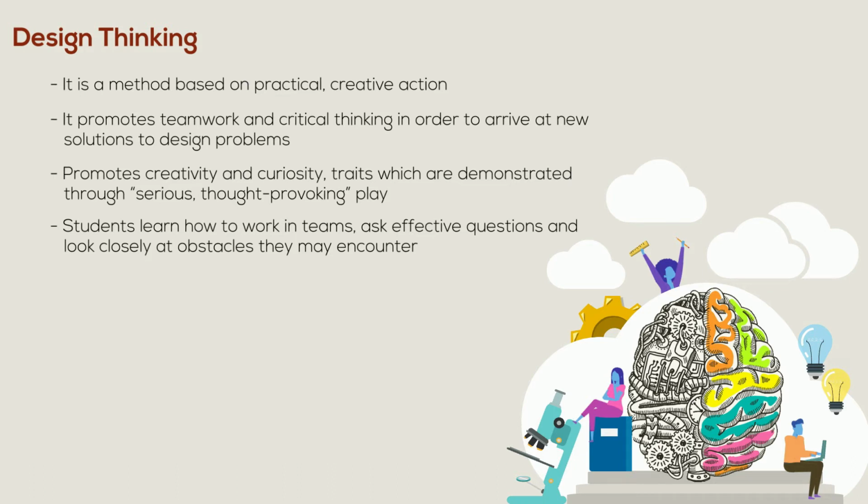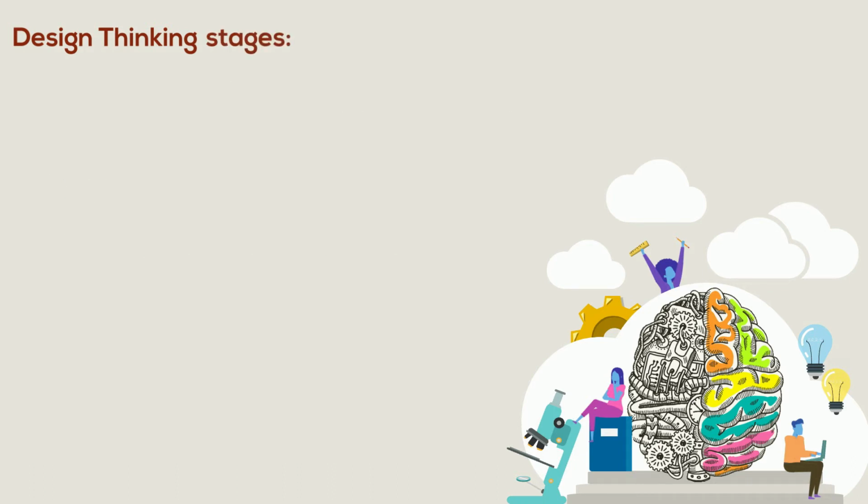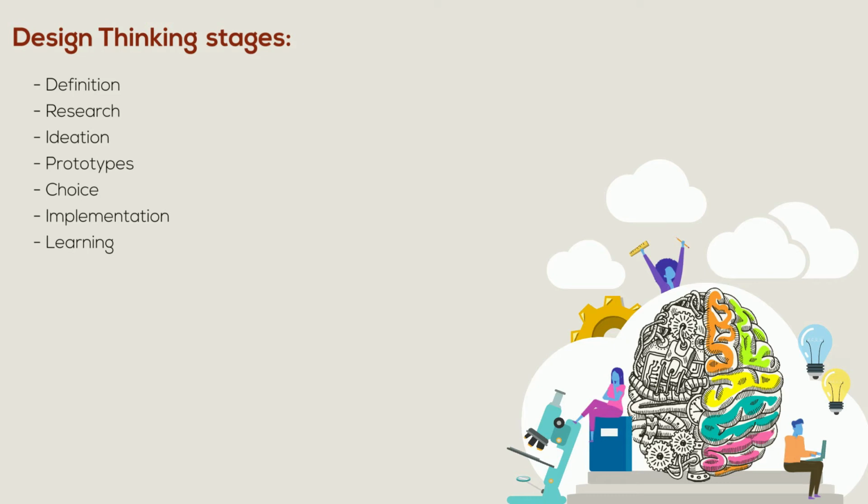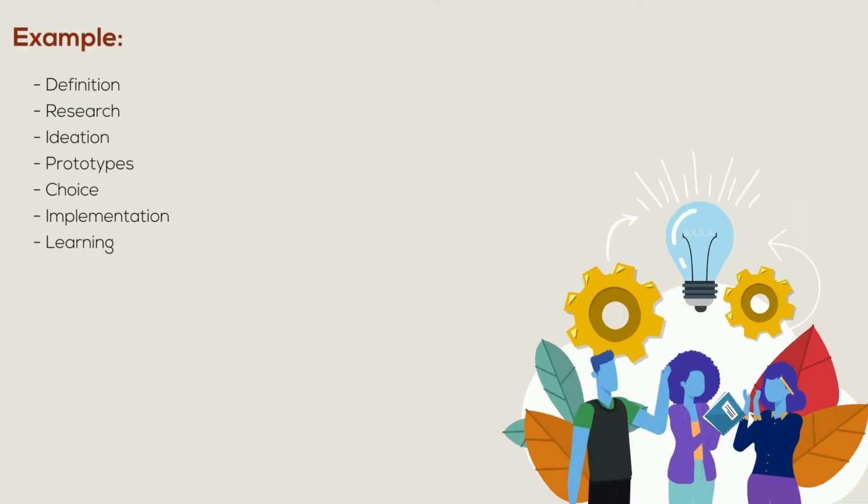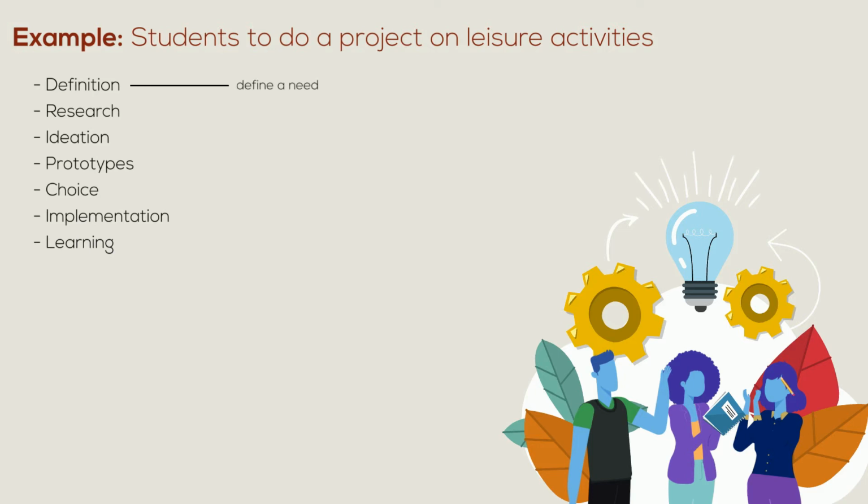Design thinking can have up to 7 stages of implementation, including definition, research, ideation, prototypes, choice, implementation, learning. Let's take a look at an example. Imagine students are going to do a project on leisure activities. First, students need to define a need.